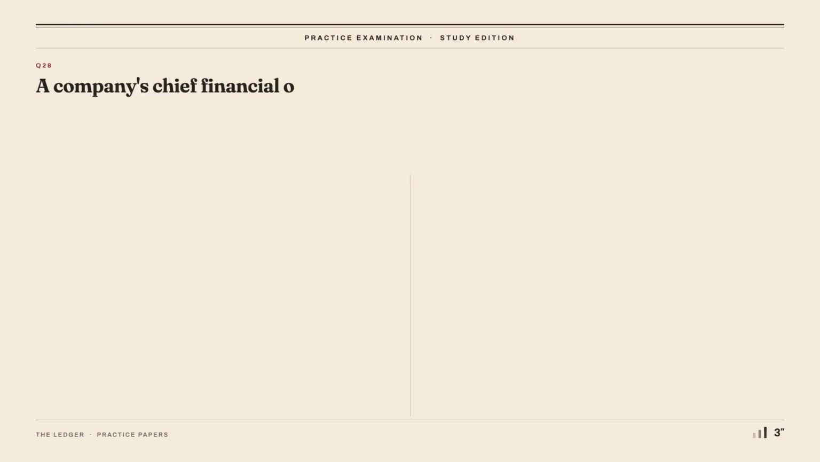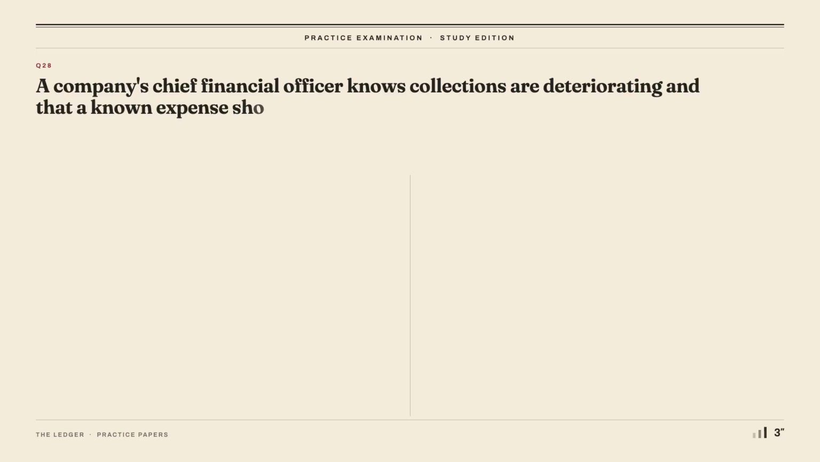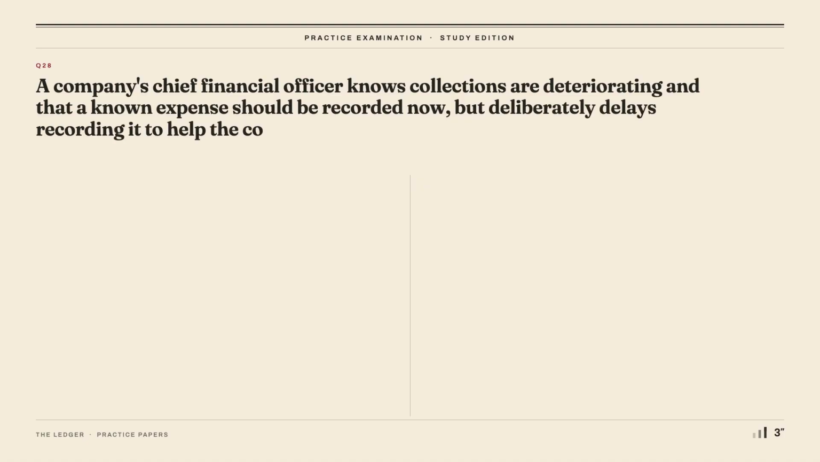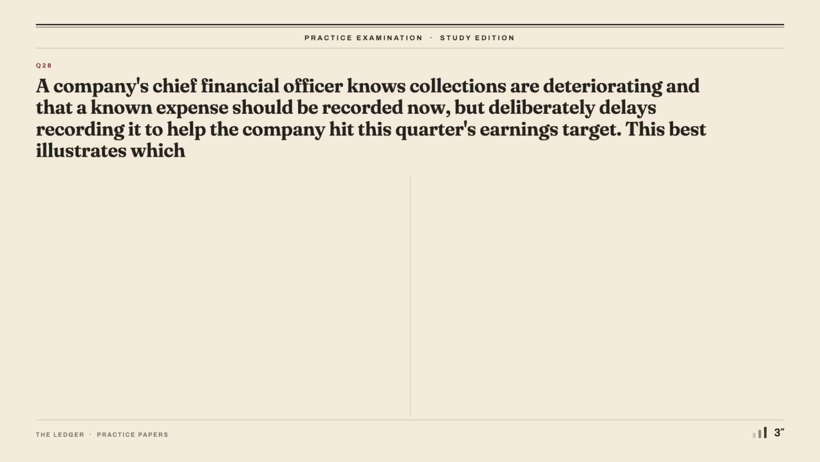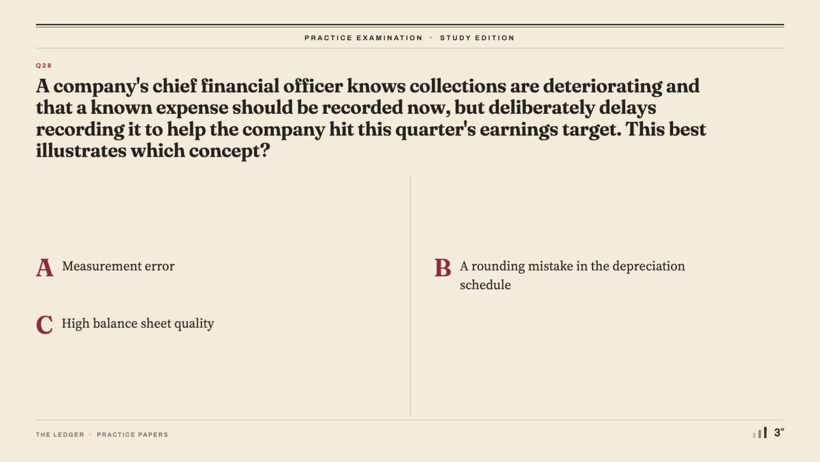Question 28. A company's chief financial officer knows collections are deteriorating and that a known expense should be recorded now, but deliberately delays recording it to help the company hit this quarter's earnings target. This best illustrates which concept? Your options are A. Measurement error, B. A rounding mistake in the depreciation schedule, C. High balance sheet quality, D. Bias. What's your answer? Commit to one before I continue.